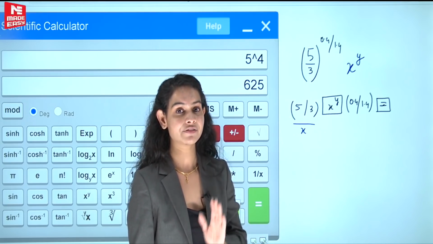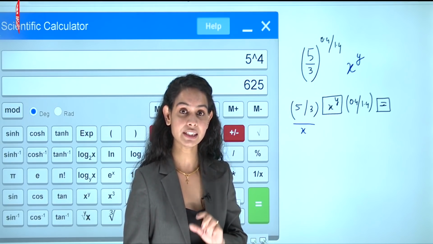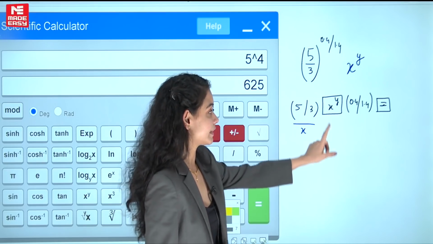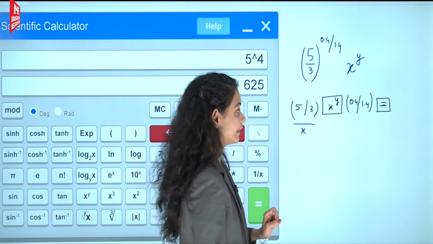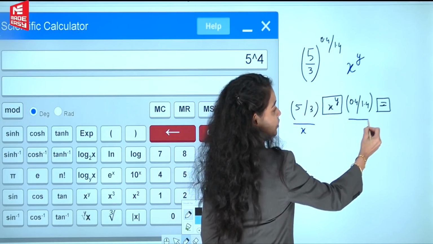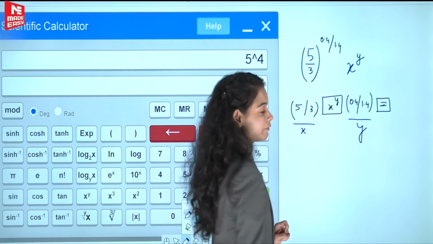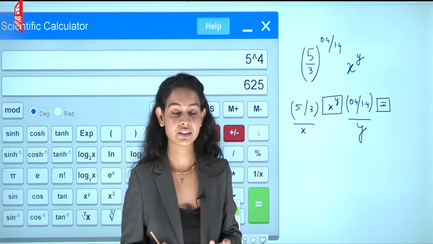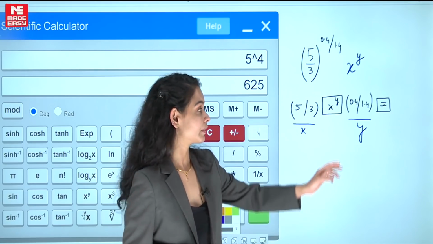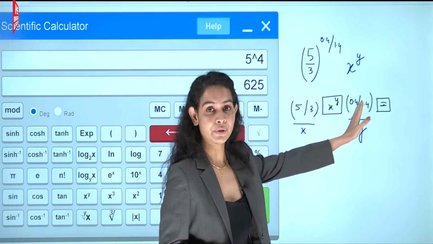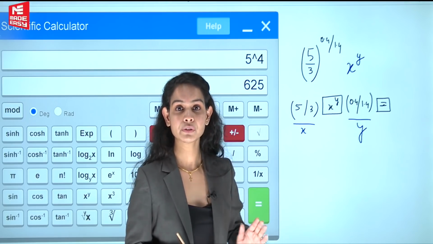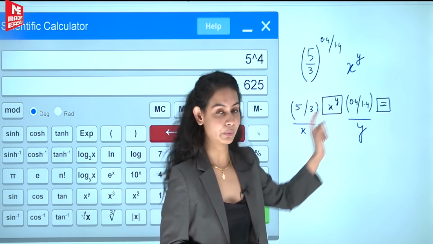This is your x. After this, you need to press the function tab, that is x to the power of y. Then you have to enter the value of y. Now this is your value of y, which is again in fraction, so you need to again open the brackets. So open the bracket, enter 0.4 divided by 1.4, close the bracket, and then press equal to sign.